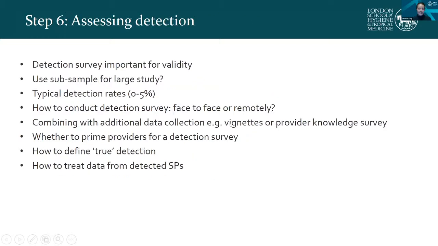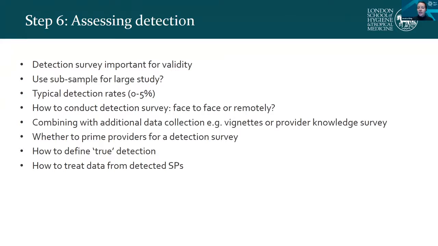And the final step that I'm going to cover is the detection survey. It's a really important thing for validity. Most reviewers, if you write a standardized patient paper, will ask about detection because it's sometimes hard to believe that so few standardized patients go unnoticed. And the typical detection rates we tend to see in standardized patient studies are about 0 to 5%.